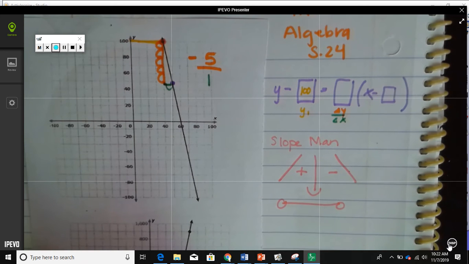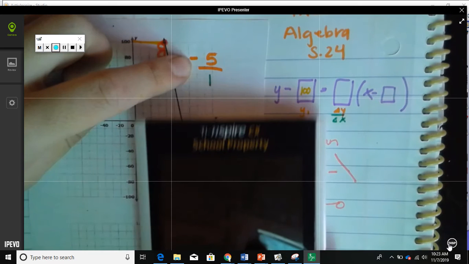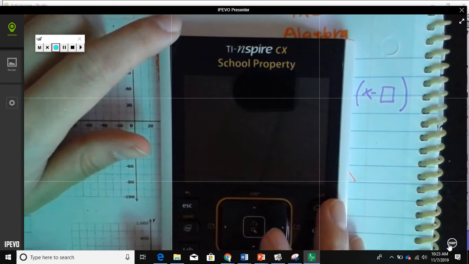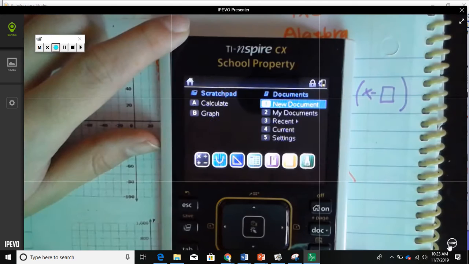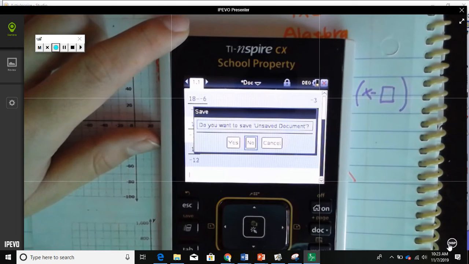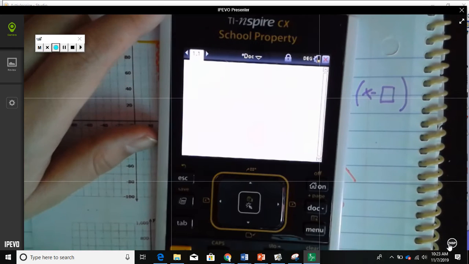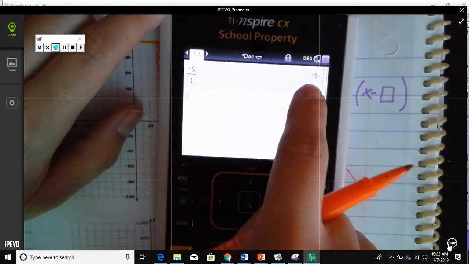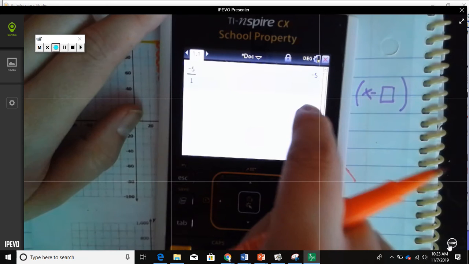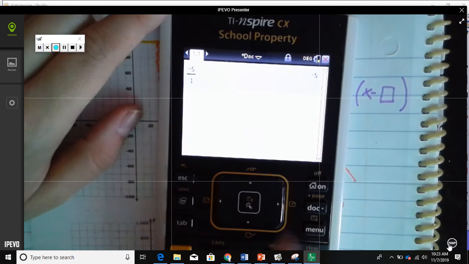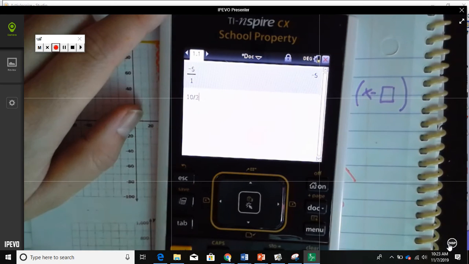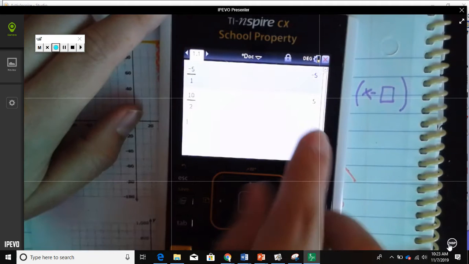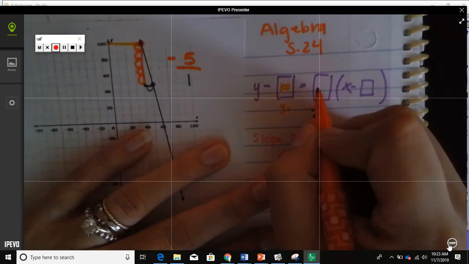Now, in the calculator, can I borrow your calculator, Sochi? I highly recommend you reduce the slopes on your calculator. That means you're going to go to new document, you're going to go to calculator. Do you want to save? No, thank you, calculator. And you're going to type in negative 5 over 1, and it reduces to negative 5. Your IXL will probably only count this one right. If you get 10 over 2, you write 10 over 2, and it reduces it to that. Okay, so that was negative 5.